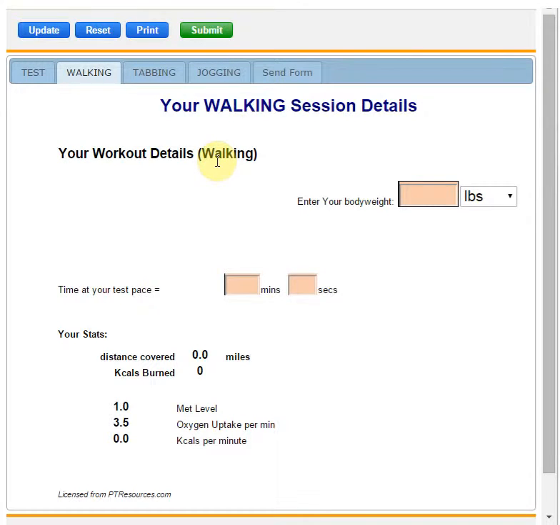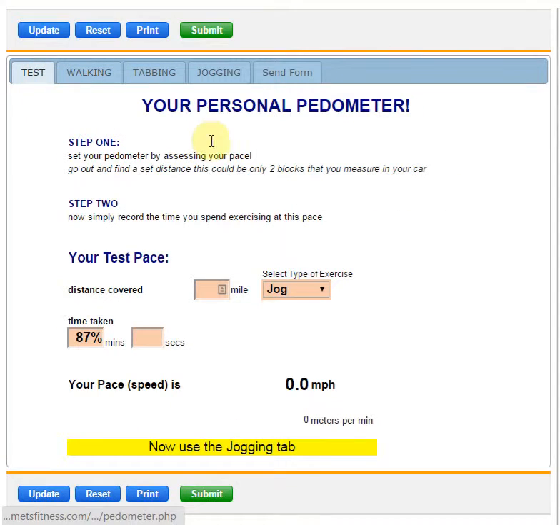A pedometer is used to calculate distance covered and certain metabolics given a client's time spent at a certain pace. We require to do two things. Firstly, we need to test the person's speed, and this is done by measuring out a set distance. It could be half a mile, it could be a lap of an athletic track. Any set distance that you know how far it is.